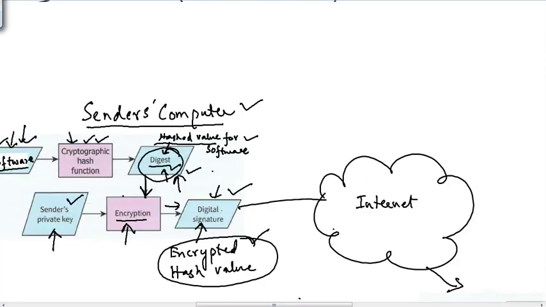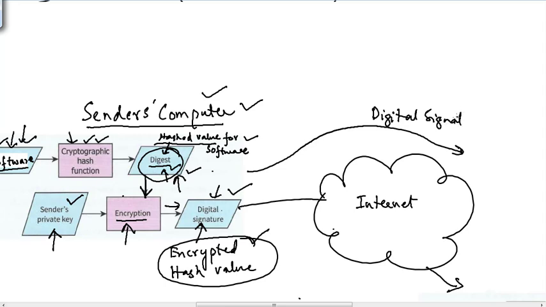Okay, so this sender's computer is sending two things, right? I forgot to mention that. One of the things it is sending is the digital signature, right? That is the encrypted hash value of the software. And the second thing that is being downloaded is the software itself. So essentially the sender is sending two things. One, the software that you want to download, and the other is the digital signature.